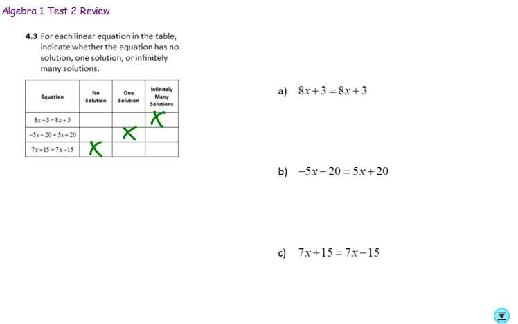And then 4.3, the first one would be infinite. The x's cancel and leave you 3 equals 3, which is true. Then one solution: when you solve this, you'd actually get an answer, which in this case you should have got negative 4. And then for the last one here, 7x plus 15, you would have got no solution, because when the x's cancel, you get 15 equals negative 15, which is not true. So that would be false.